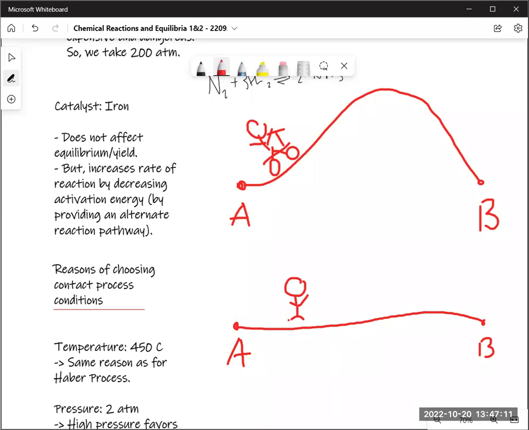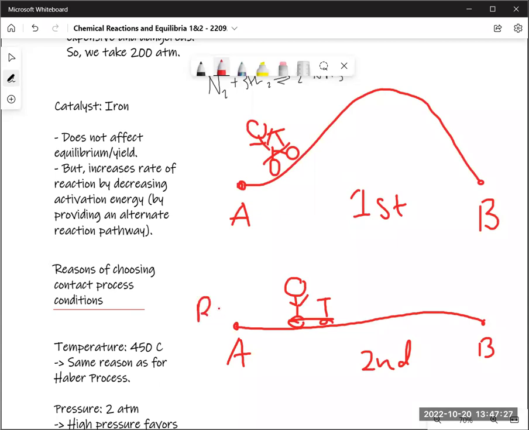Now, which do you think, Manvi, is easier? The second one. And that is what a catalyst does. It provides an alternate pathway, which reduces the energy required for the reaction to happen.